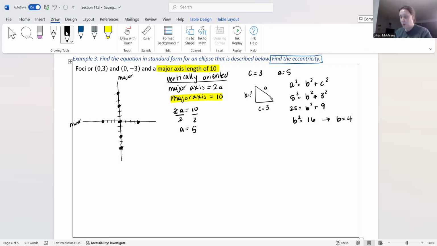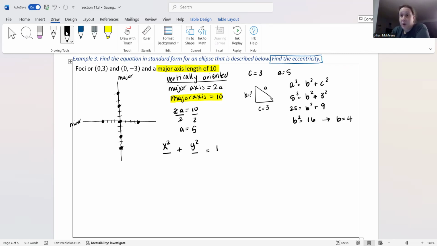And in order to get the equation, we need to understand our center. Our center is at the origin. So we know we're going to have an x squared plus a y squared equals 1. But we have to figure out where a and b go. So we know a squared and b squared are going to be the denominators, okay? But which one goes with which? You have to remember that the larger denominator is going to go with whichever variable depending on its orientation, okay?